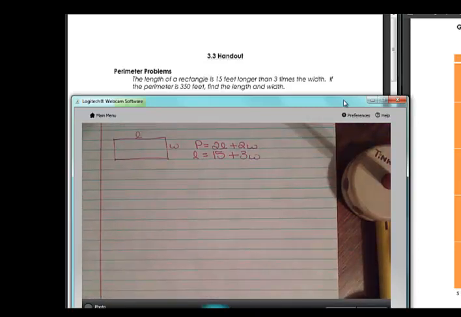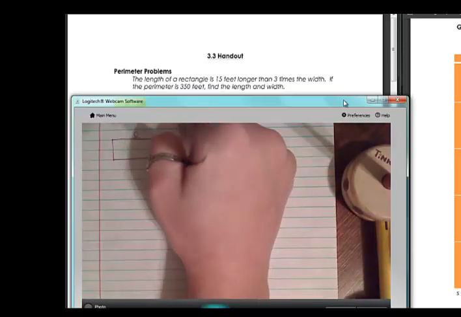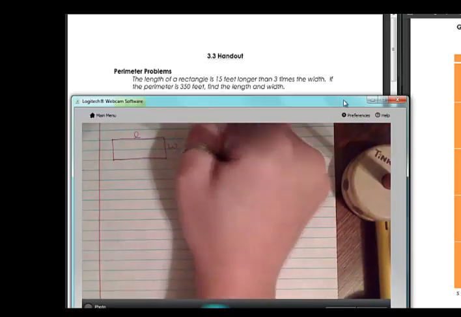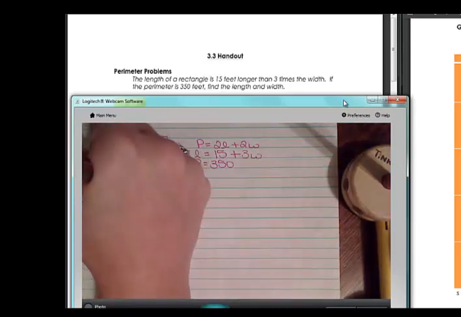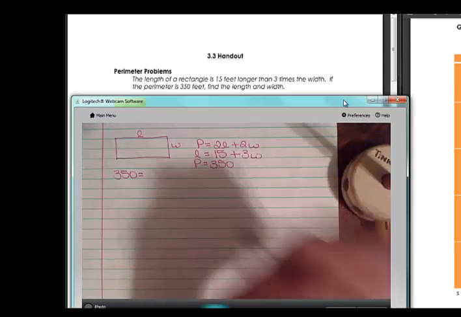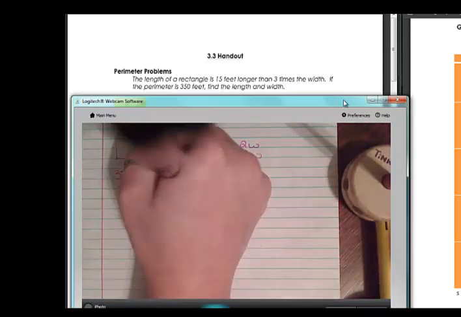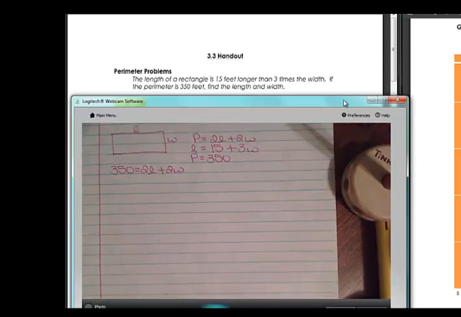So now we have the perimeter is 2 times the length plus 2 times the width, and we know the length is 15 plus 3W. It also goes on to tell us that our perimeter is 350 feet. So our P equals 350 feet. So it means we can rewrite that top equation as 350 equals 2L plus 2W, because our perimeter is 350 feet.